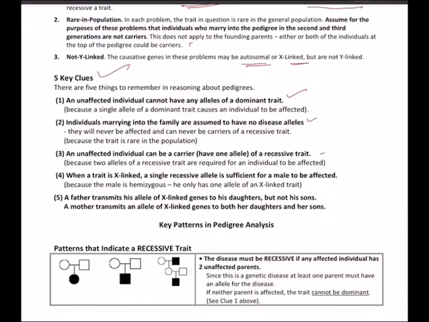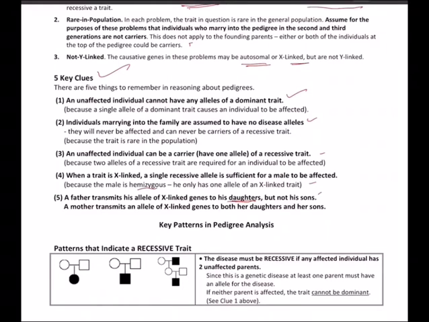Fourth clue, when a trait is X-linked, a single recessive allele is sufficient for a male to be affected because the male is hemizygous. He only has one allele of an X-linked trait. And most important, fifth clue, a father transmits his allele of an X-linked gene to his daughters. Father is giving to daughters, but not his sons.